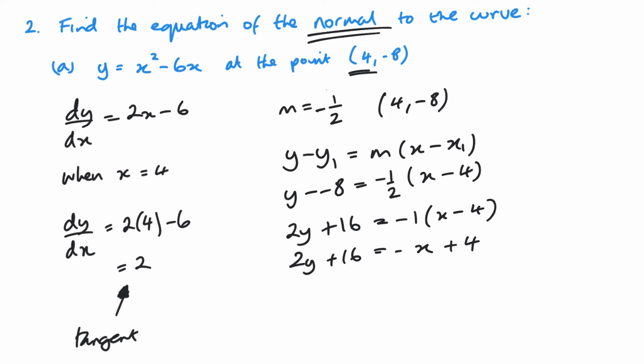Now I always take everything to the side where x will be positive, so that means the left side of the equals, so I'm going to end up with x plus 2y plus 12 equals 0. Alternatively, the answer could be as a fraction, however, like I've said before, if the gradient is fractional, leave it in the form ax plus by plus c, unless the question states otherwise.